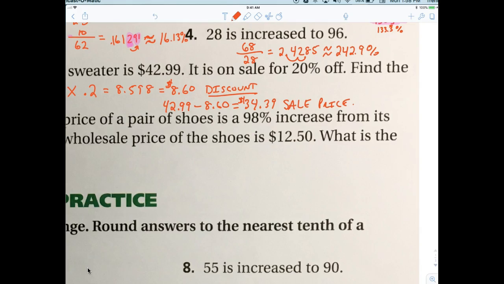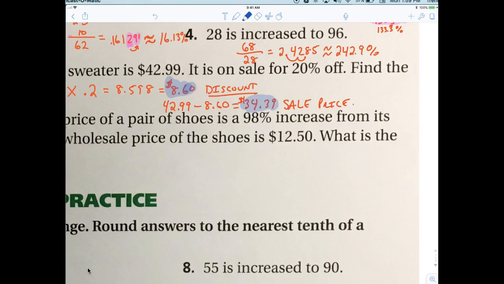Now, notice what I'm highlighting here. The highlighted part I want to show you right off the bat is the discount. Do you agree? So if they said, how much would you save? You would say, I'd save $8.60. But if they say, how much do you have to give them? You have to give them $34.39. Is everybody happy with that explanation?